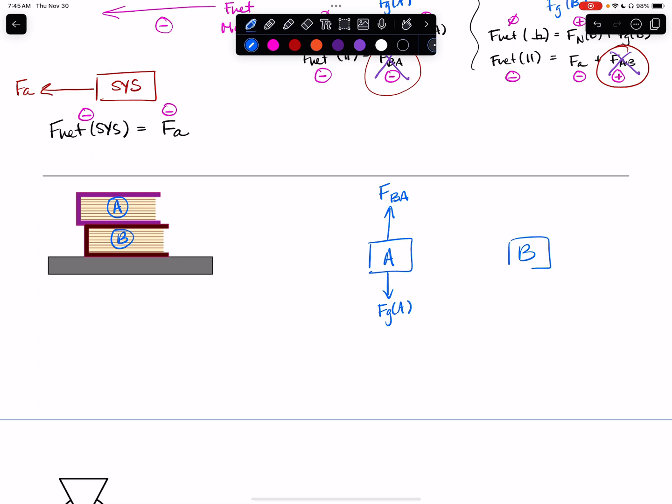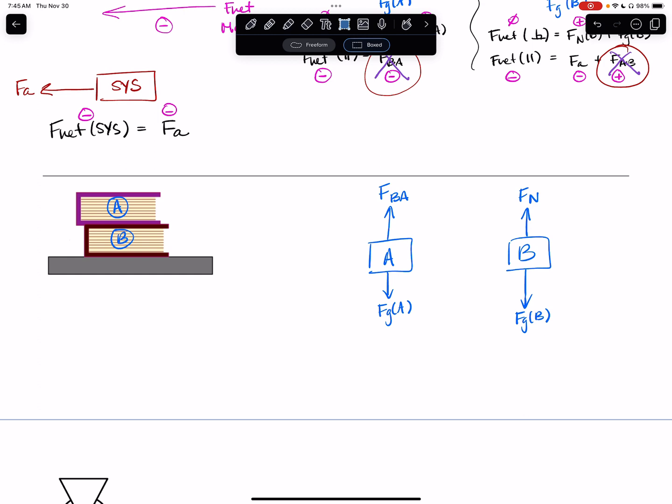In my diagram, I whited out the arrow. We're not going to consider an applied force for this example, so we're just going to leave it off. Now I look at B. B also has a gravitational force pulling down on it, and it has a force pushing up. That's going to be my normal force. But in addition to my gravitational force, there's a second force that's pushing down on my book.